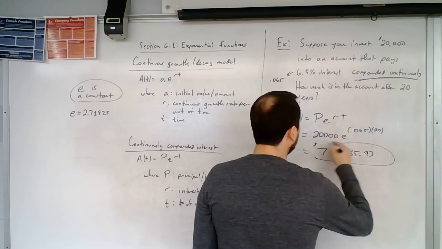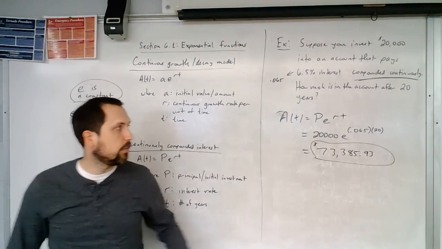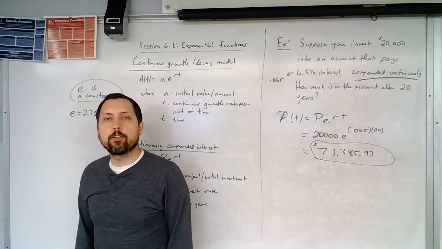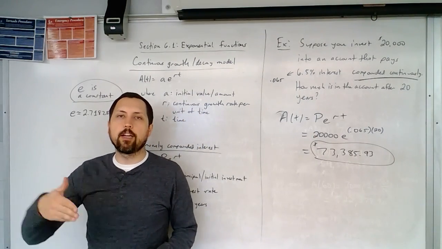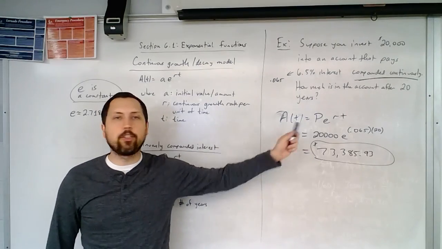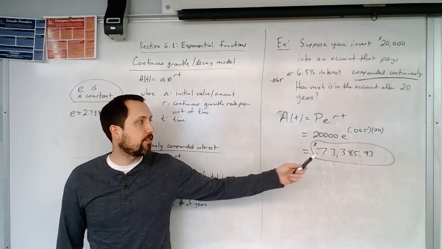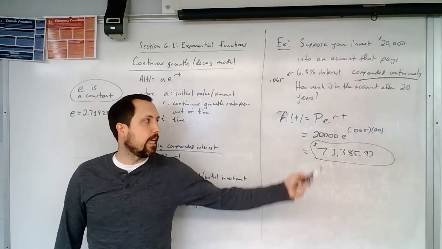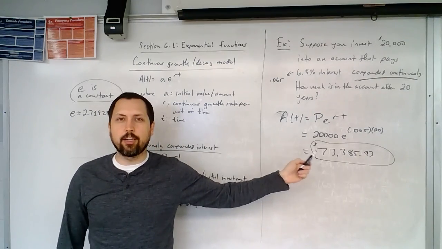$73,385.93. So that's the only difference between compound interest being done at certain times versus continuously. We just use a slightly different formula, but everything works out roughly the same as long as you're able to get this answer on your calculator.